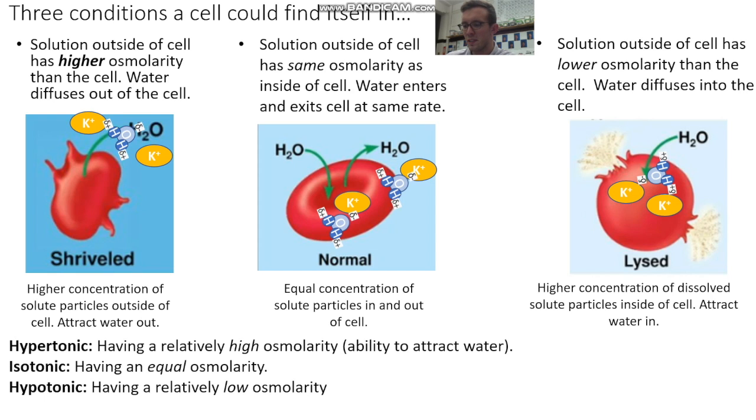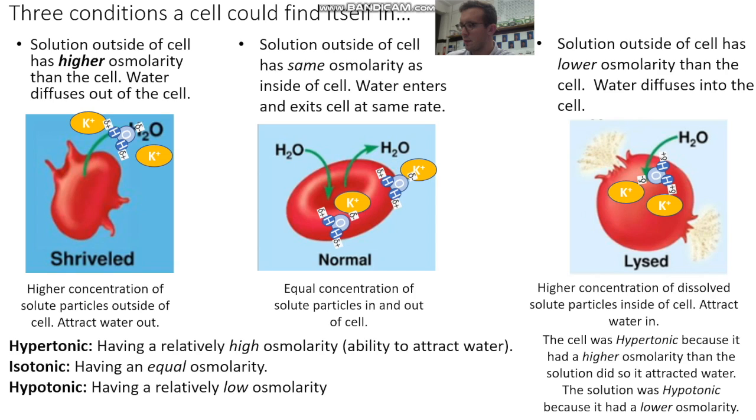And so there's a couple of words to describe osmolarity. We say something is hypertonic if it has a relatively high osmolarity. We say it's isotonic if things have equal osmolarity, equal ability to attract water. And we say that something is hypotonic if it has relatively low osmolarity.